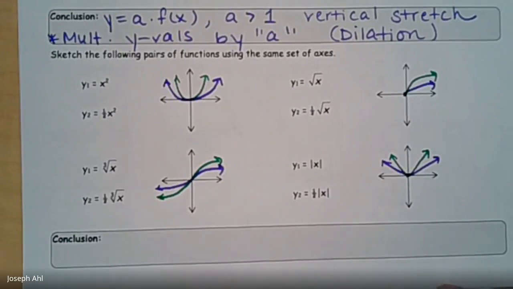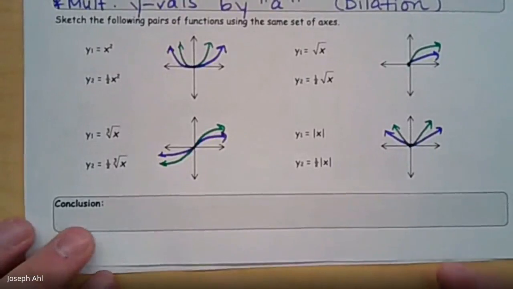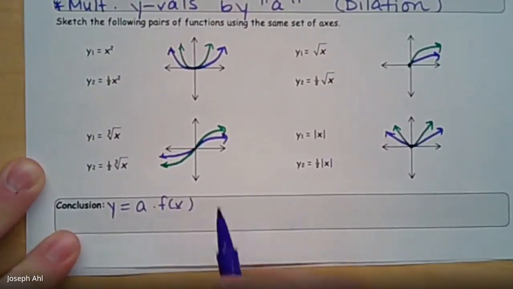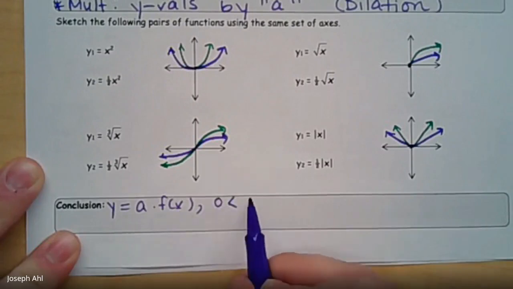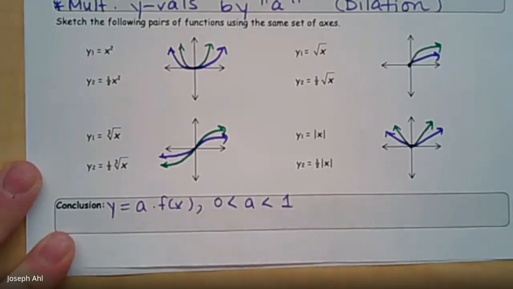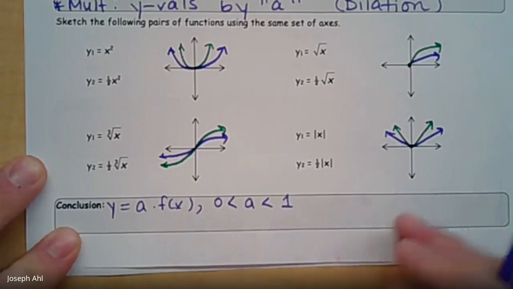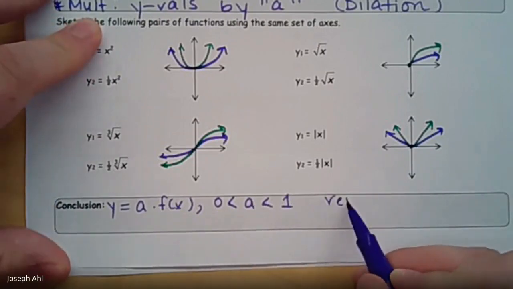Okay, so how do we describe the conclusion here? Well, we're still looking at something of the form y equals a times f of x, but I'm going to qualify a in this case as being between 0 and 1. Okay, so we'll talk about what happens when a is negative in a little bit, but for now, the a value is some decimal or fraction between 0 and 1. And the way you would describe this is it's a vertical shrink.